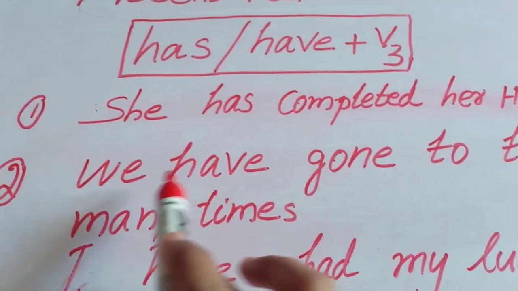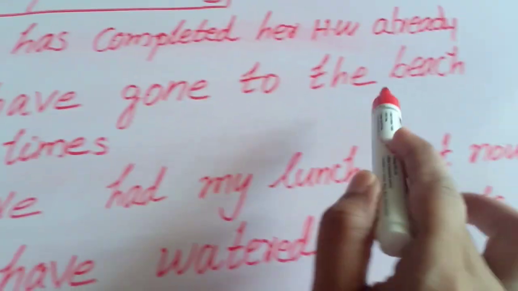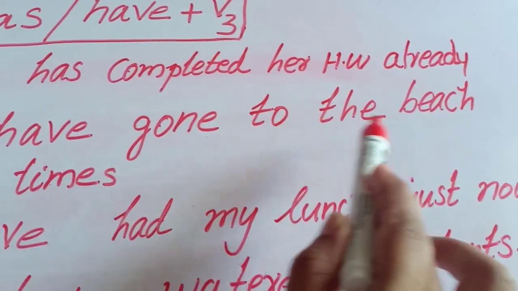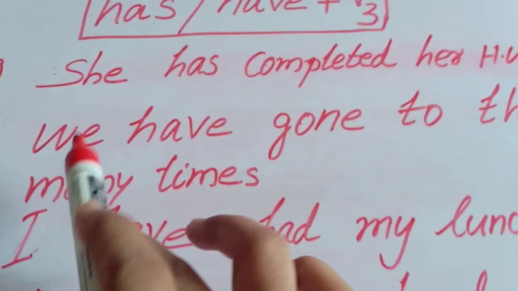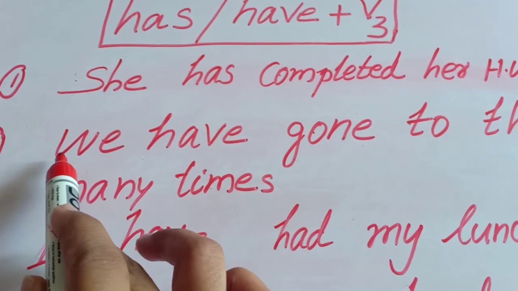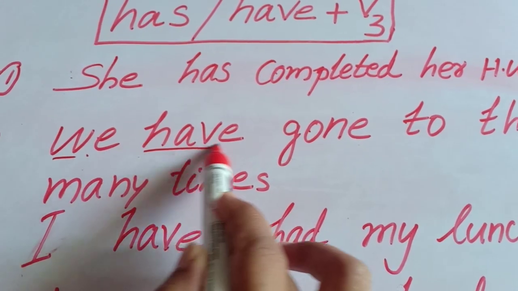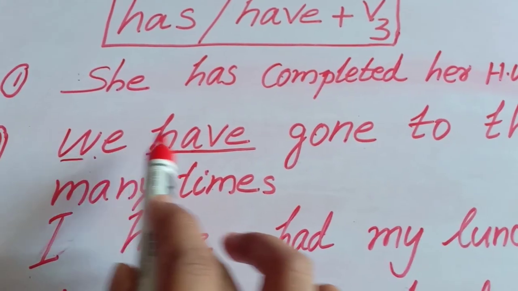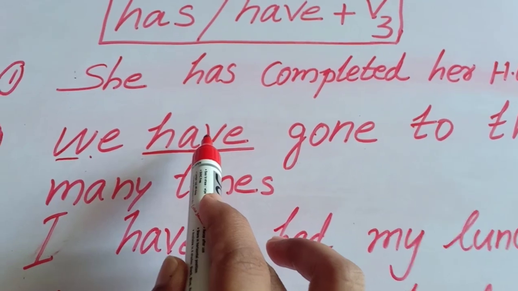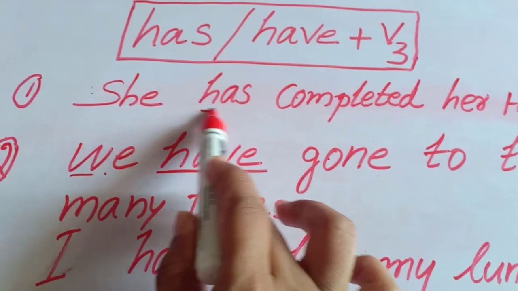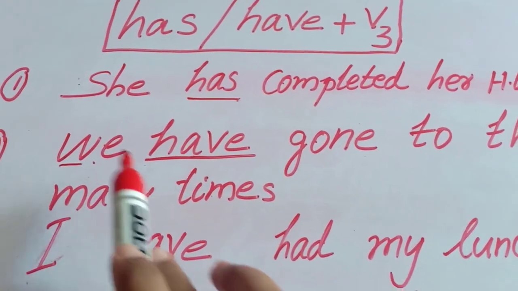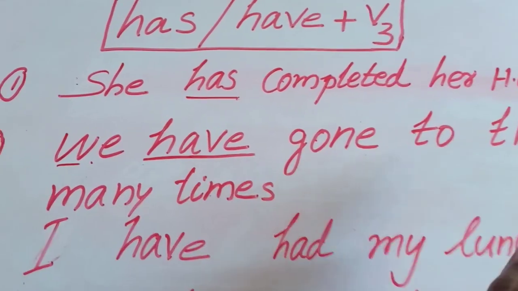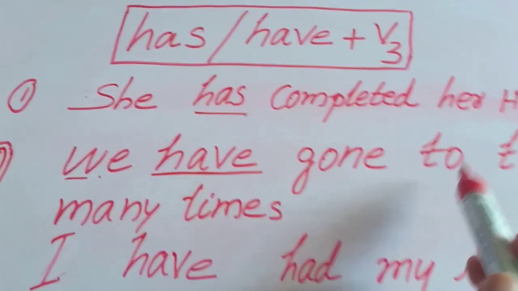Okay. Now the second example. We have gone to the beach many times. We have gone to the beach many times. See, the subject is we, and we use have here because with the plural we should use have. With the singular we should use has. And we have gone. Go, went, gone. Gone is the V3 form of go.